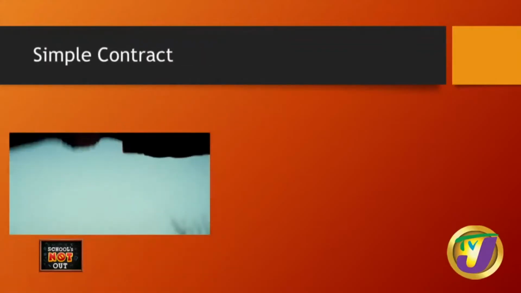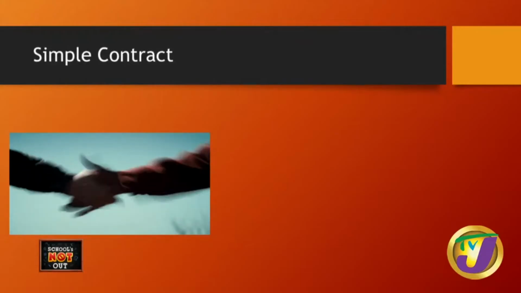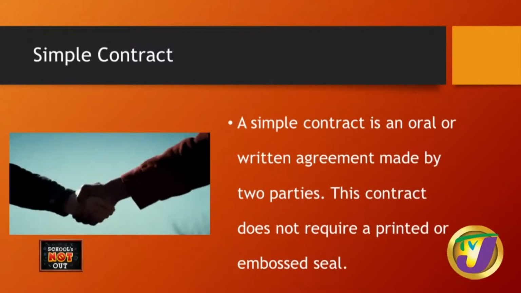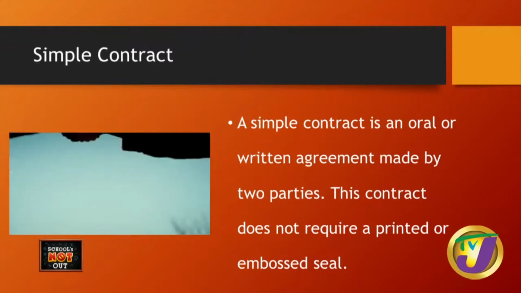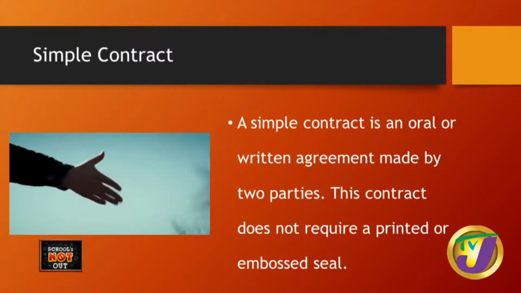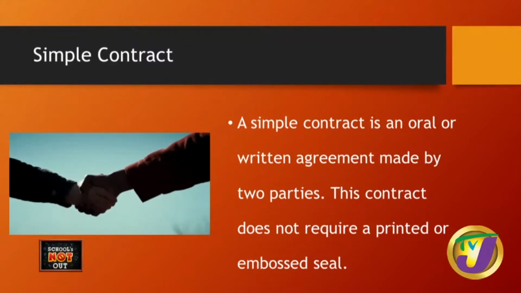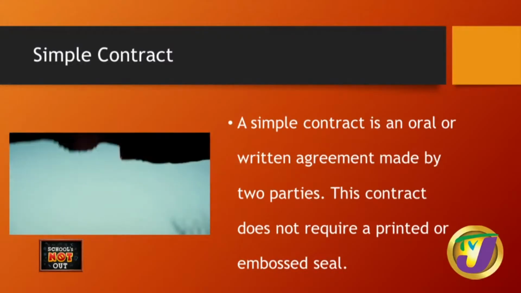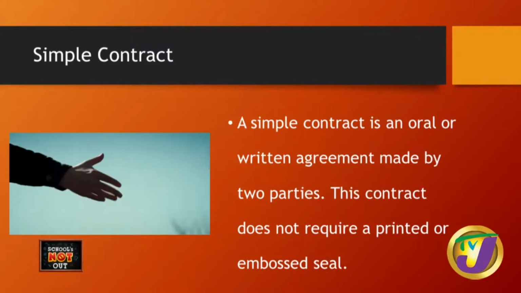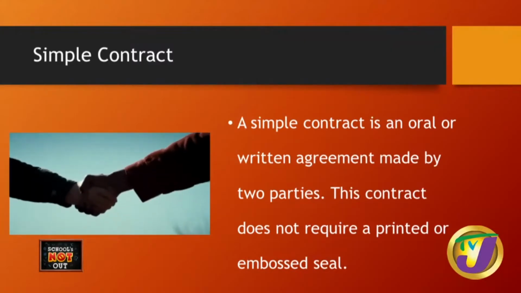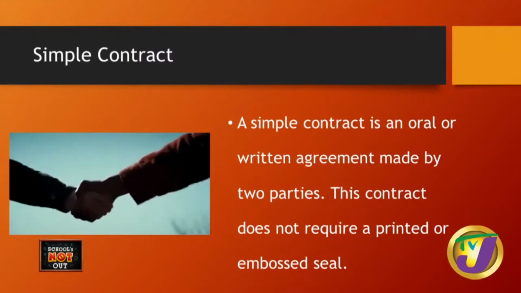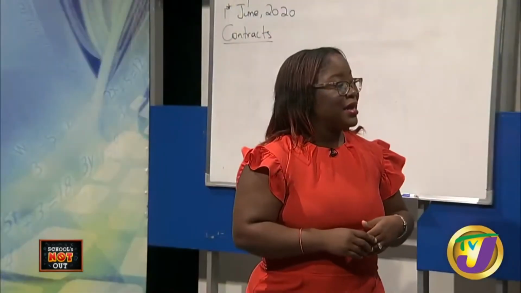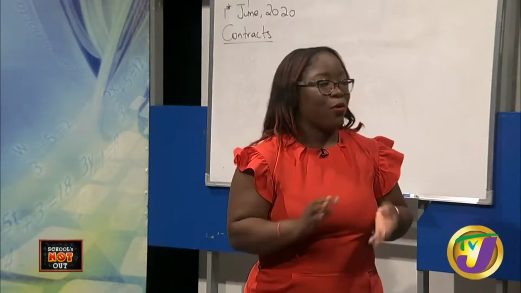So we're going to start off by breaking down what a simple contract is. And this contract, of course, sounds a little less complicated than a specialty contract, as the word suggests, a simple contract. Therefore, a simple contract is an oral or written agreement, enforceable by law, of course, that does not require a printed copy of the contract, nor does it require a copy that is embossed or sealed. It is key to note that it can be communicated orally or it can be written.